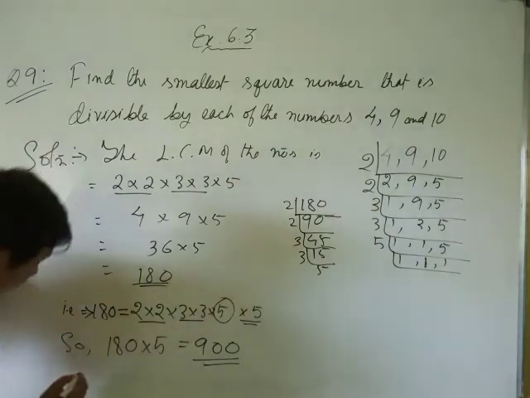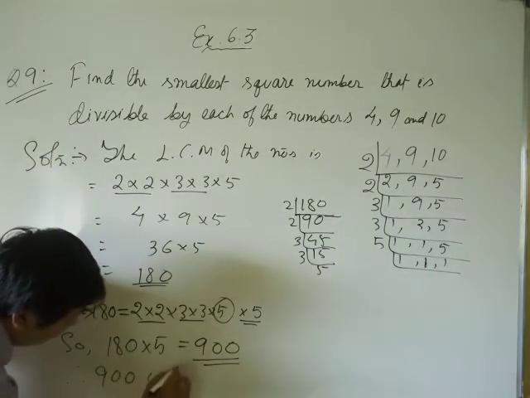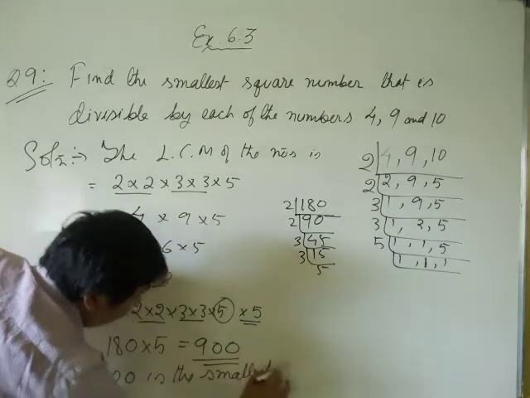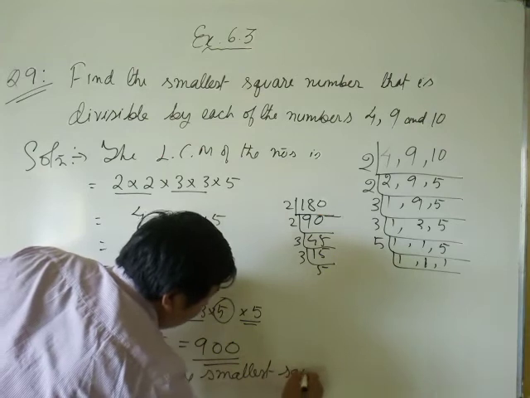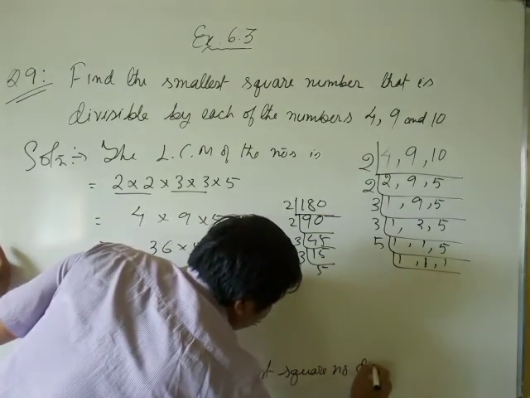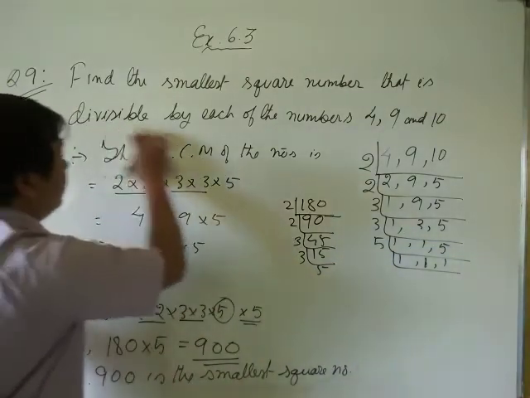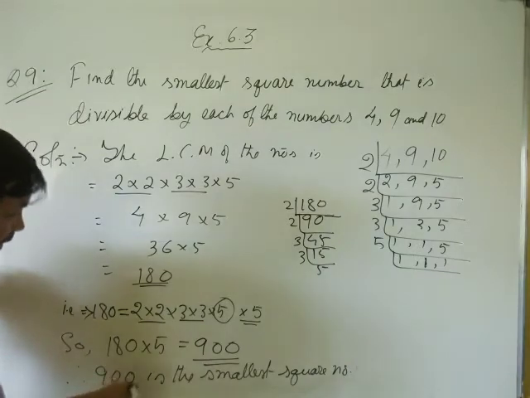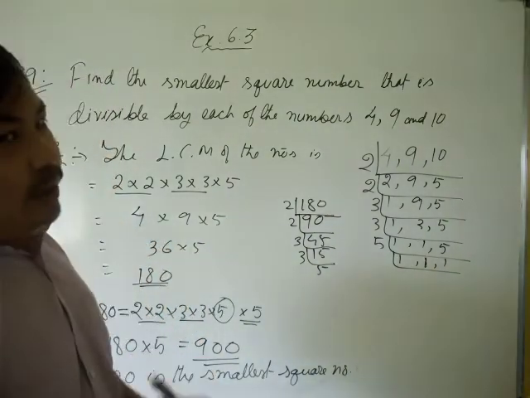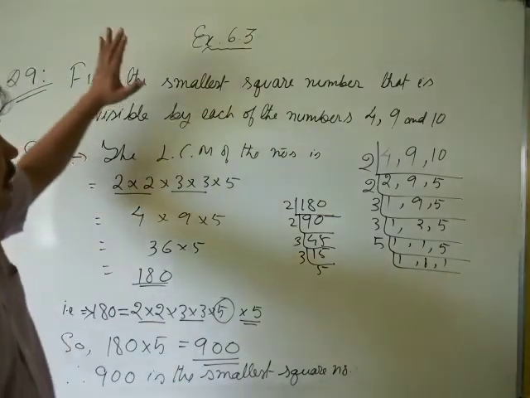So therefore 900 is the smallest square number divisible by them. So 900 is the smallest square number that is required. We got it, isn't it? Yes. So that is how we find the answer for this question in the given condition.